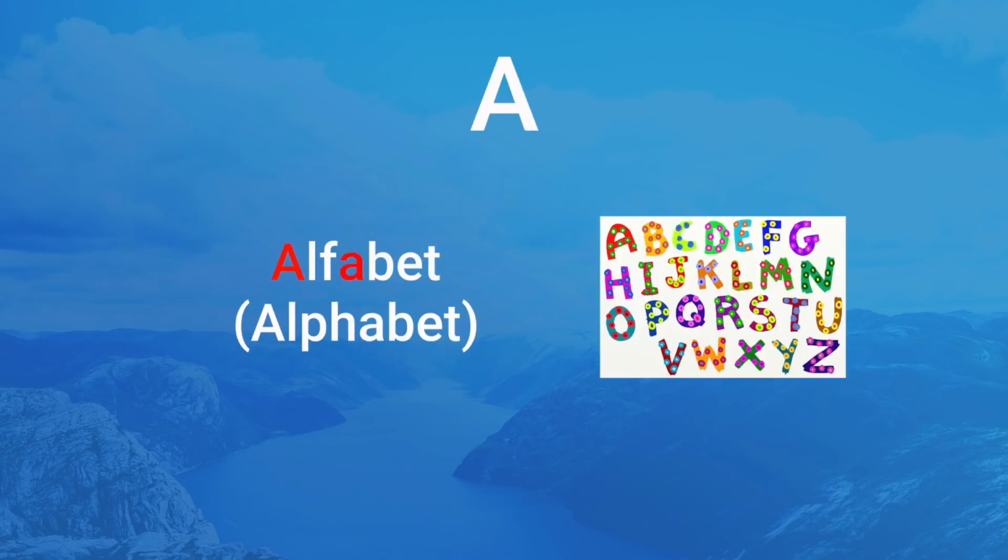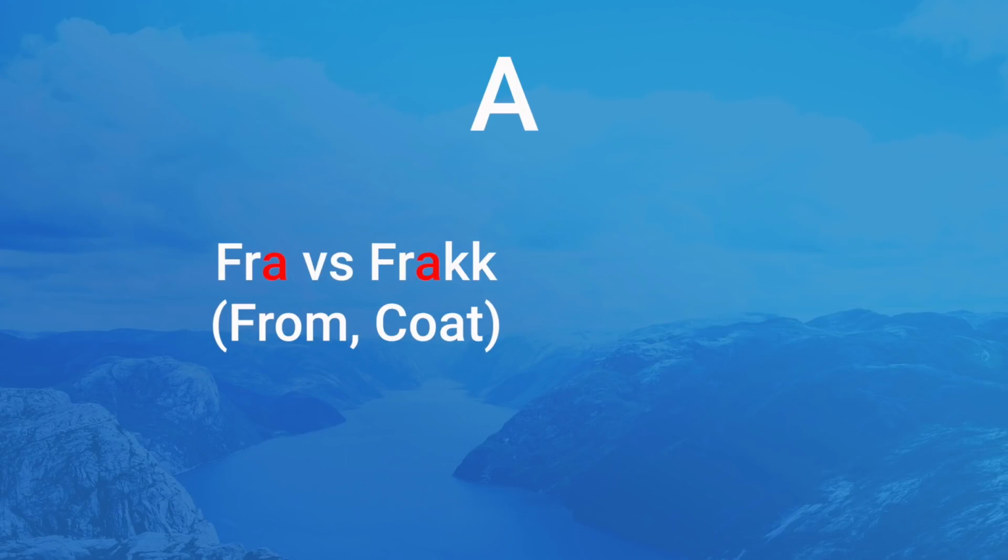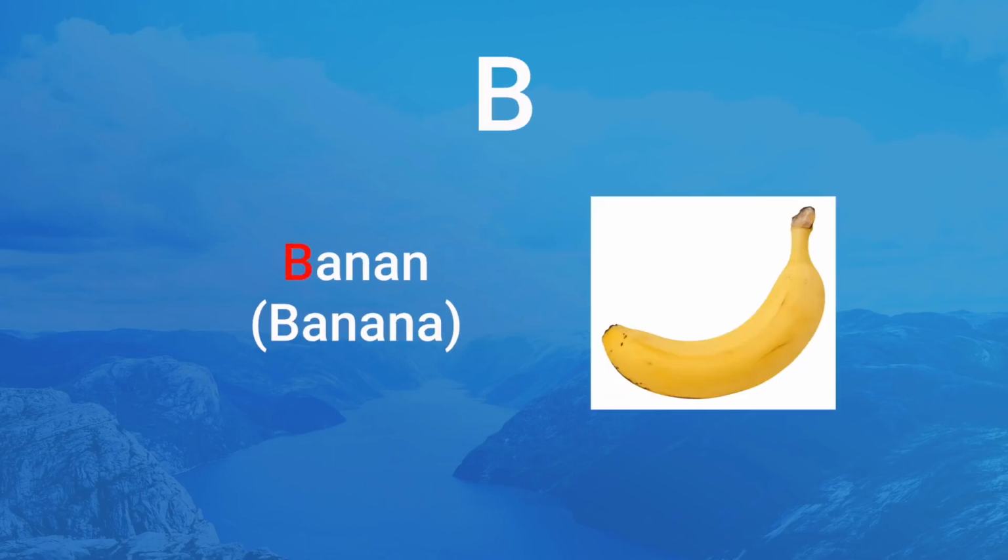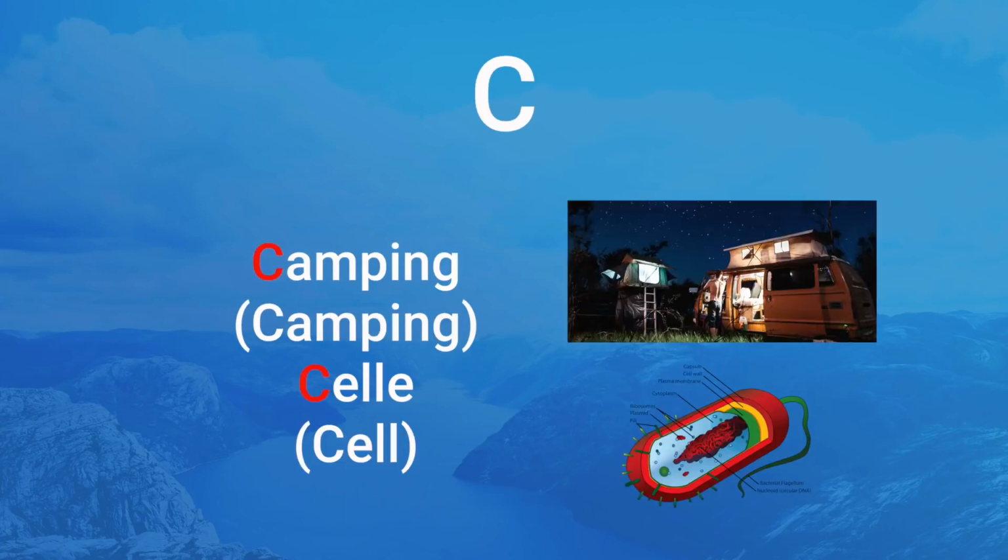A, alphabet. An example of a long and short A is fra, frakk. B, banan.